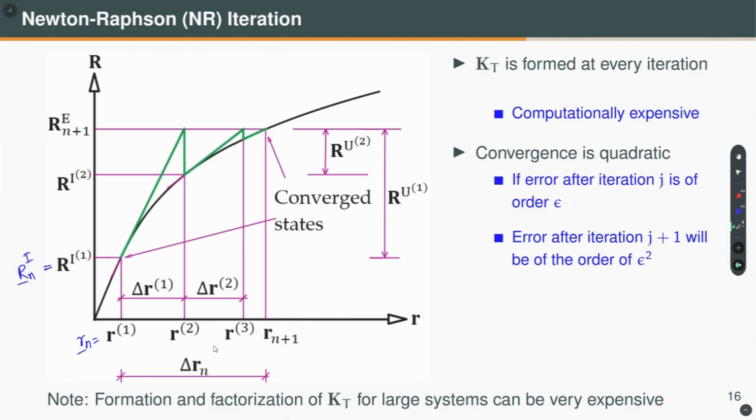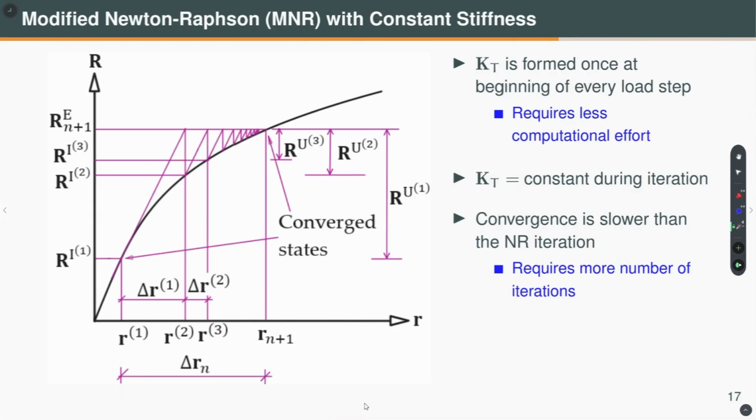Here you have to form the tangent stiffness matrix at every iteration. Therefore, it may be computationally expensive for larger systems. However, the convergence rate is very good, it is quadratic. That means, if the error after the jth iteration is of order epsilon, then the error after j plus 1 will be of the order of epsilon square. But for a large system, KT formation can be expensive. So, can we modify it and make it a little bit less expensive?